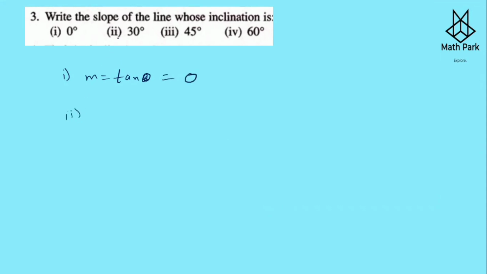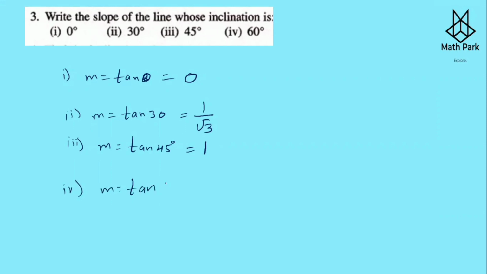Second case, inclination is 30 degrees. So m is equal to tan 30, and we know that tan 30 is equal to 1 upon root 3. The third one, the slope is tan 45, and we know that tan 45 is equal to 1. And the fourth, m is equal to tan 60, and tan 60 is equal to root 3. Okay.